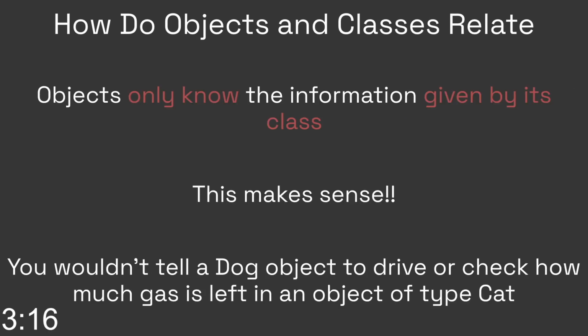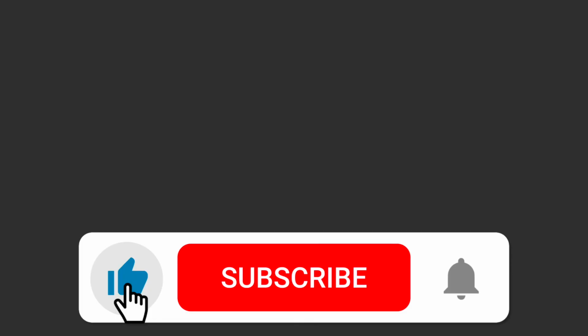And finally, it should make sense now that the object only knows what is given by its class. Think about it. An object of type dog shouldn't know how to drive, and you shouldn't be able to check how much gas is left in a cat object. And that's all you need to know to understand the very basics of object-oriented programming.